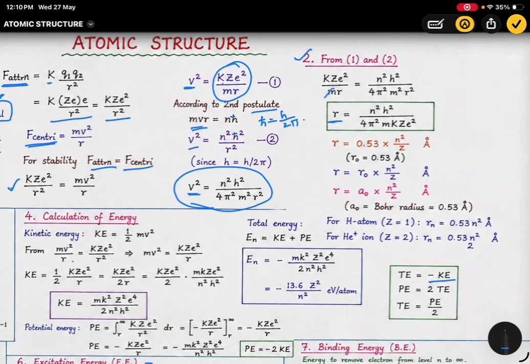This gets cancelled, this also gets cancelled, and that's how we get the radius of the nth orbit, because n is there in the formula. Everything is constant except the n value and z value, and for hydrogen z is 1, so the radius of the nth orbit is 0.529 into n square by z angstroms. Z is 1, so you can also write 1 in place of z. Generally this value is written as 0.529 angstroms or 0.53 angstroms, or in picometers, 52.9 picometers. Generally the value is written as r0 or a0.